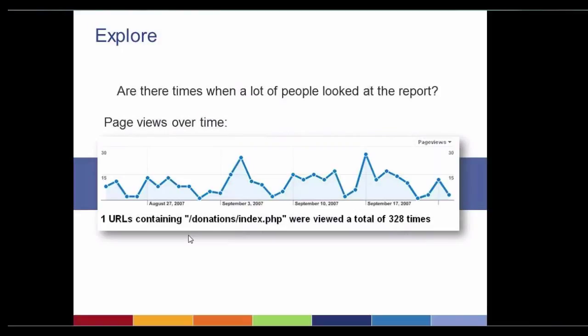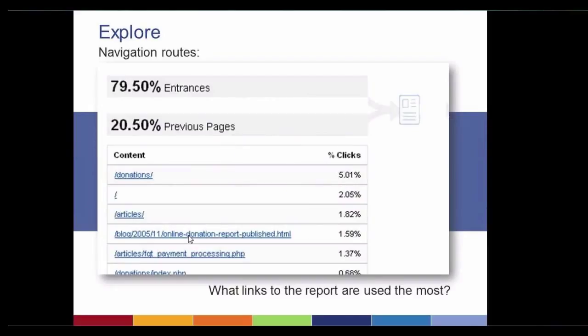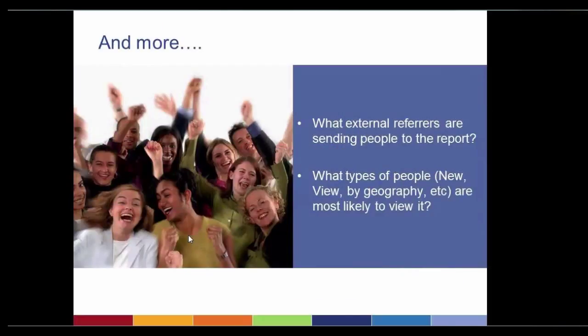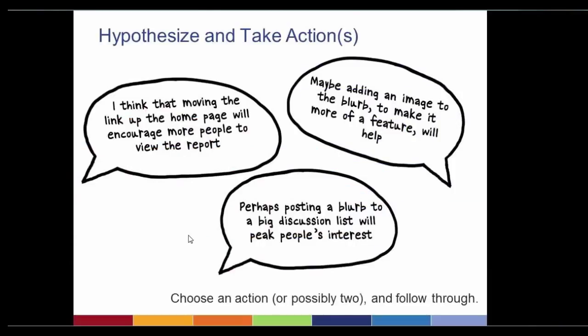Are there times when a lot of people looked at it? What can we glean from that information? What might have gone on those days? What links to the report are used the most? This is a kind of visualization of that click path thing that we saw. Basically, here's where people came from before they came to the report. So what paths are they using, and what can I learn from that? And more. What external referrers are sending people to the site? What types of people are most likely to view it?